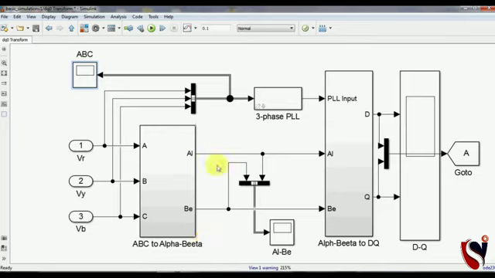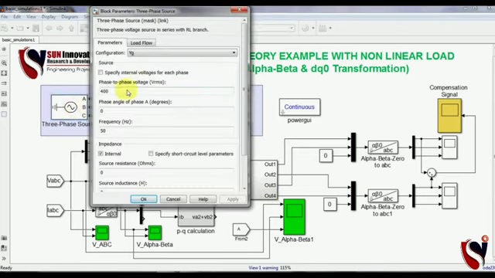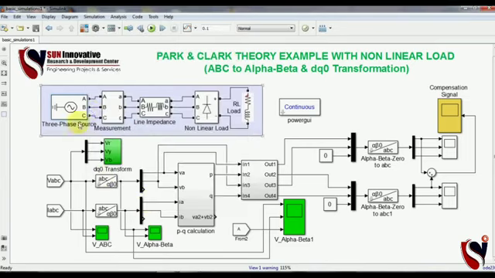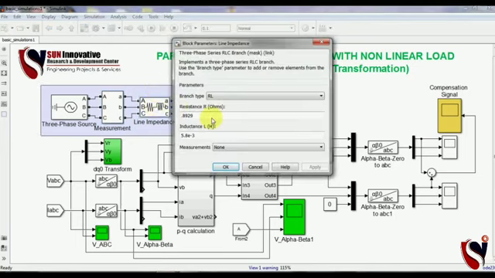So I will show you this block. This is ABC to alpha beta, and that signal goes to the DQ, and here you can see the DQ values. All these arrangements are done here. So let me open every value of the block, so you can design this simulation.